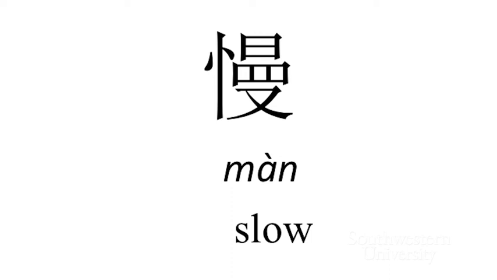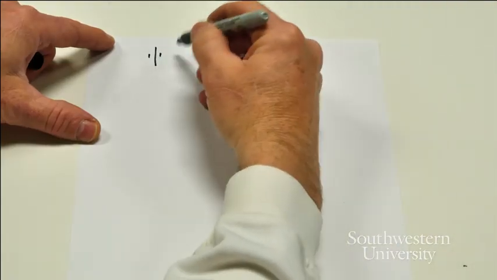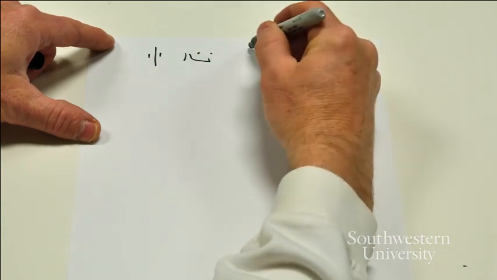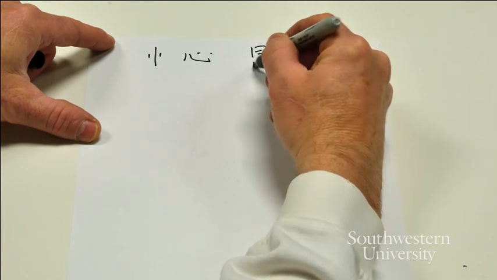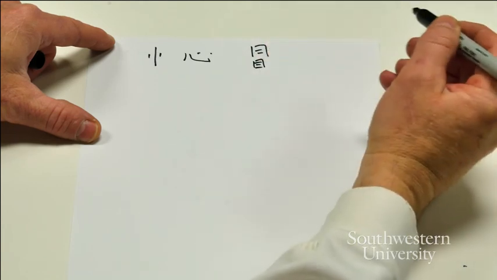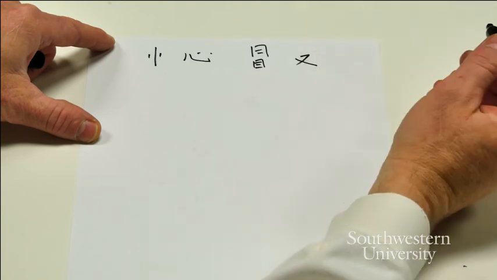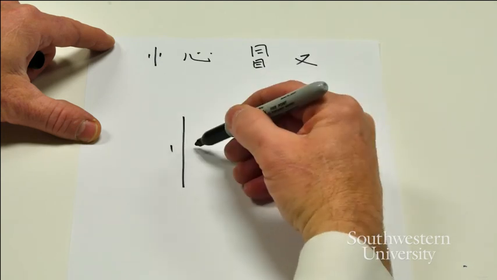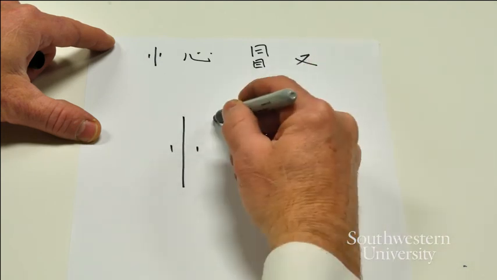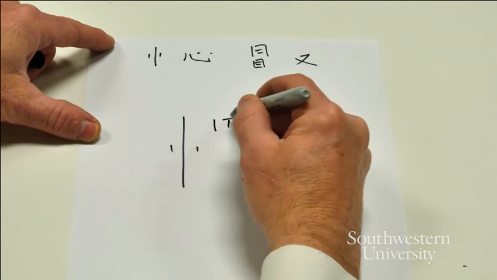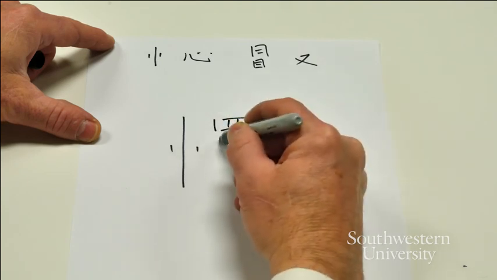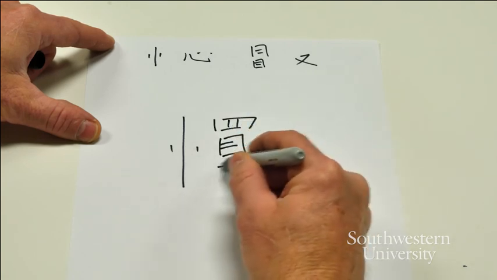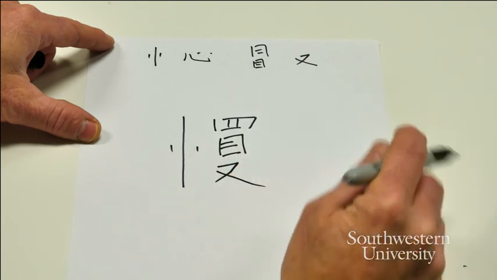Man has three components. This is the heart radical to the side. This is mao, to risk, and then the right hand is on the bottom. So we combine them. Man.